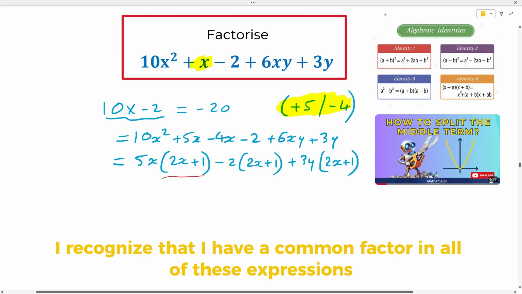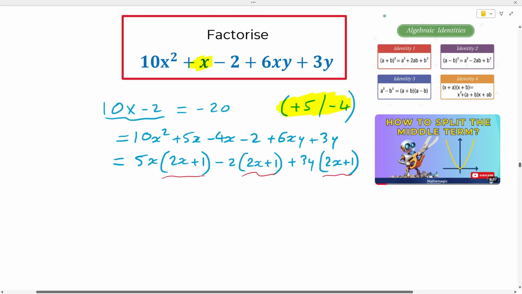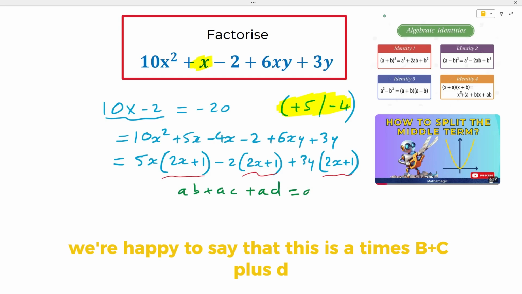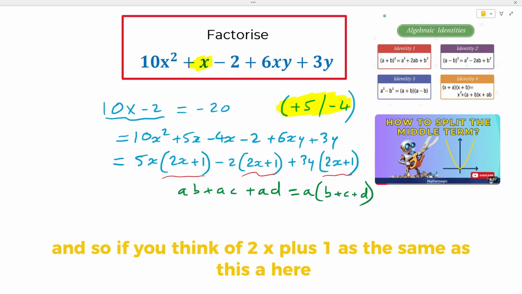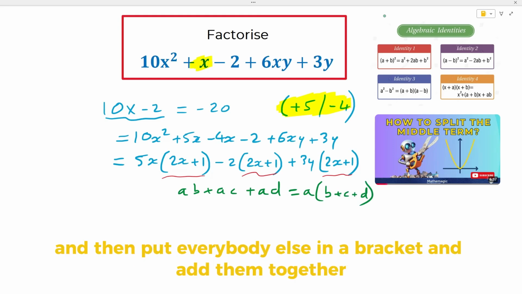I recognize that I have a common factor in all of these expressions, and so really what I can do is I can group them together. The way that you could think about it is if you have AB plus AC plus AD, we're happy to say that this is A times B plus C plus D. We have this common factor everywhere. And so if you think of 2x plus 1 as the same as this A here, it's okay to extract 2x plus 1 and then put everybody else in a bracket and add them together.